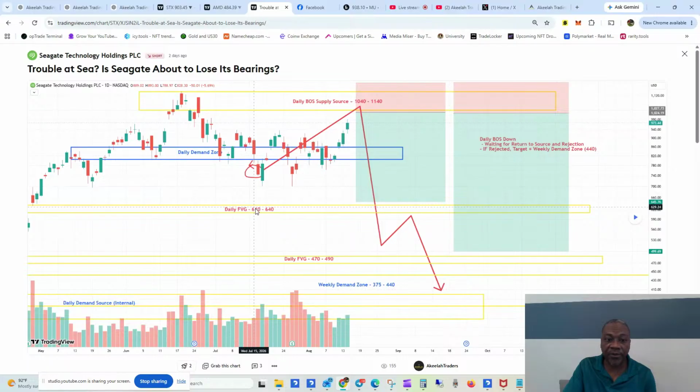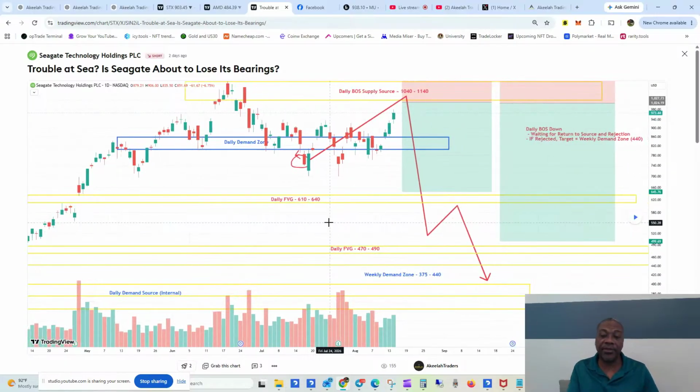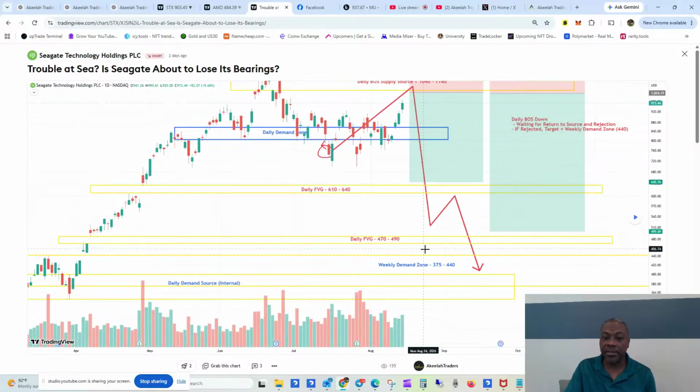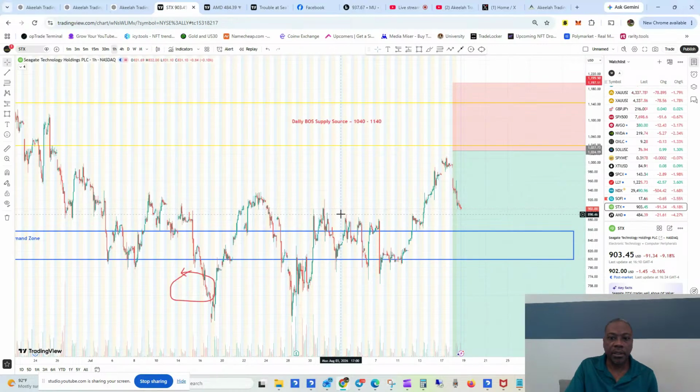Now I have these fair value gap areas identified as intermediate targets because those are areas where the market, if there is enough volume and enough buying interest, could rebalance. But because this is a daily, the structural target for that is going to be down here, this weekly or daily demand source. And the highest of those is this area right in here, around 440. This is the weekly demand. Now, I'm going to go look at the weekly chart. Let me go back to the live one here.